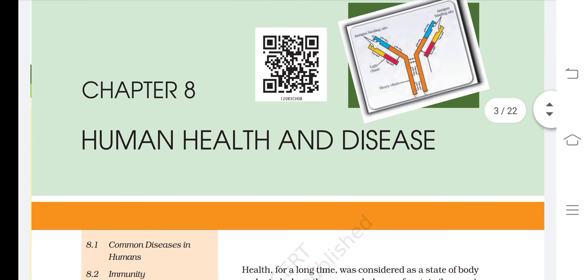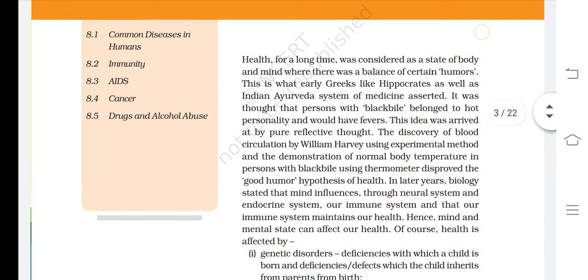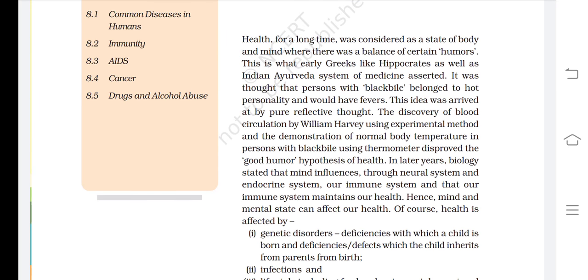Now we'll be starting with Chapter 8, Human Health and Diseases. Health for a long time was considered as a state of body and mind where there was a balance of certain humors. This is what early Greeks like Hippocrates as well as the Indian Ayurveda system of medicine asserted. It was thought that a person with black bile belonged to a hot personality and would have fevers. This idea was arrived at by pure reflective thought.